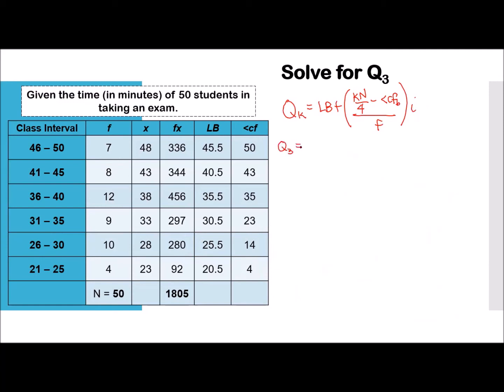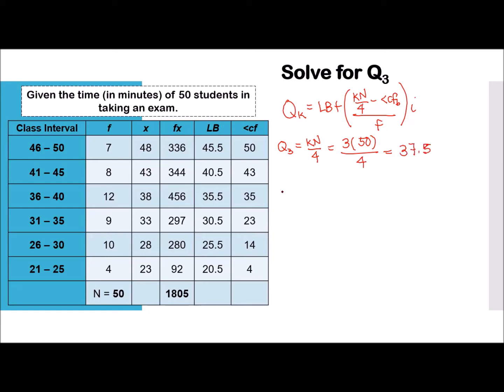Dahil Q sub 3, kn over 4, the quartile class, pangatlong quartile. So, we will have 3. And then, ang n natin ay 50 all over 4. Okay? So, same process. 3 times 50, the answer here is 150. Then, divided by 4, the answer here is 37.5.